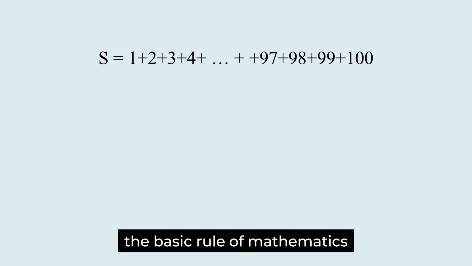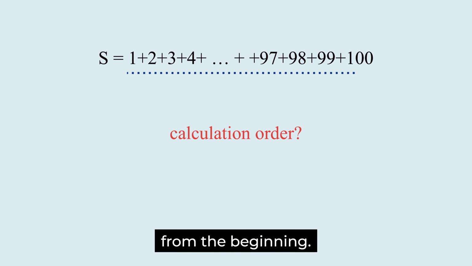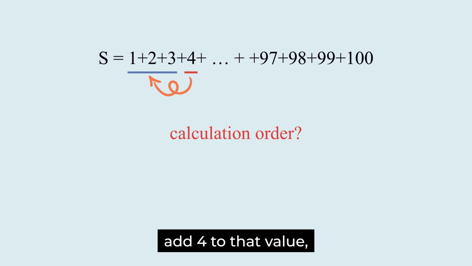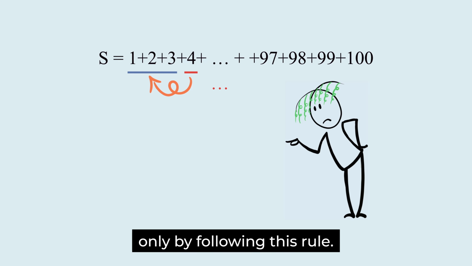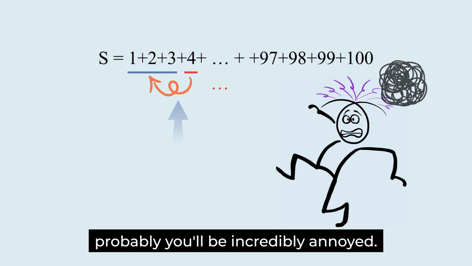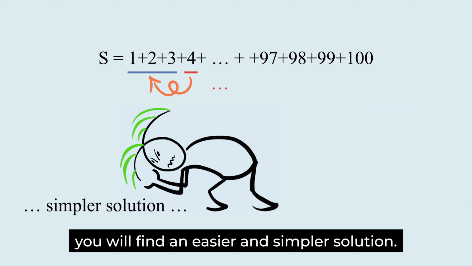The basic rule of mathematics is to perform calculations in order from the beginning. Add 2 to 1, add 3 to that value, add 4 to that value, and so on. Please solve this problem only by following this rule. Probably you will be incredibly annoyed. You will find an easier and simpler solution.